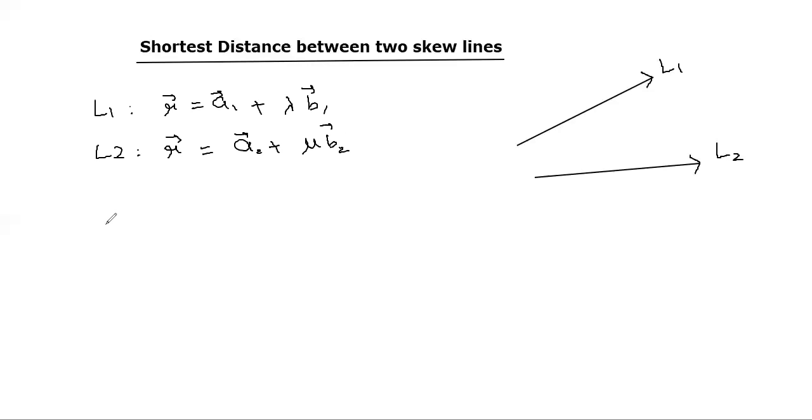First of all, we have to find a normal unit vector between these two lines, which will be b1 cross b2 over the magnitude of b1 cross b2.